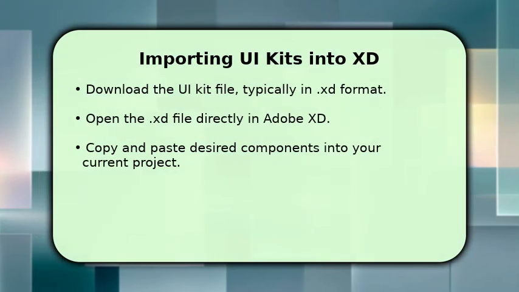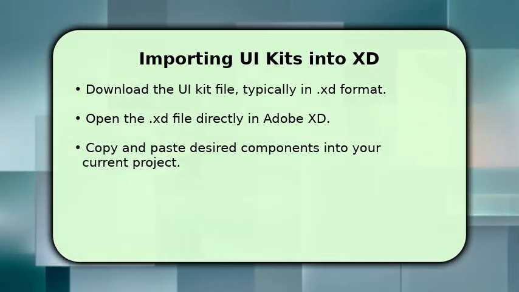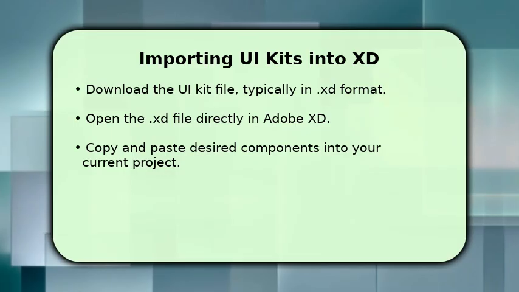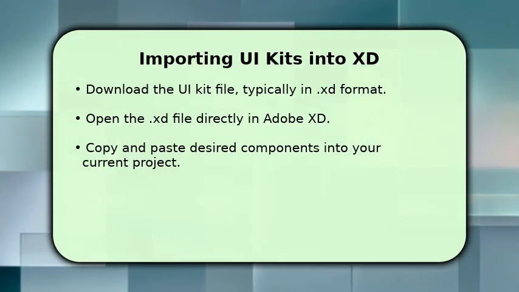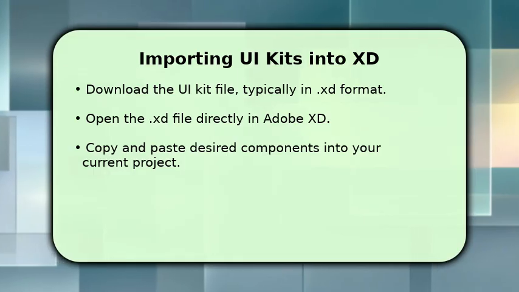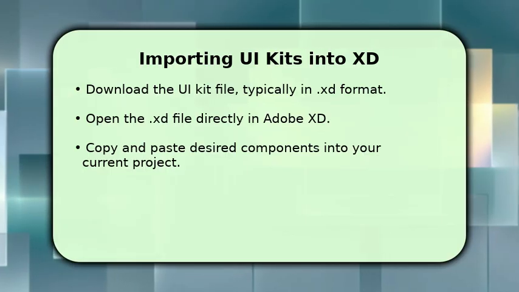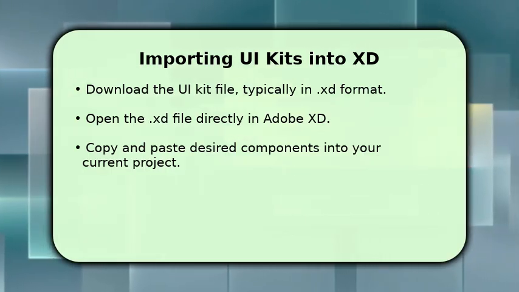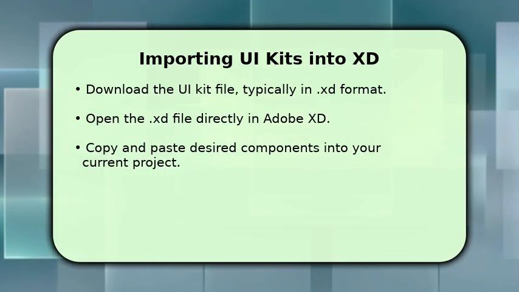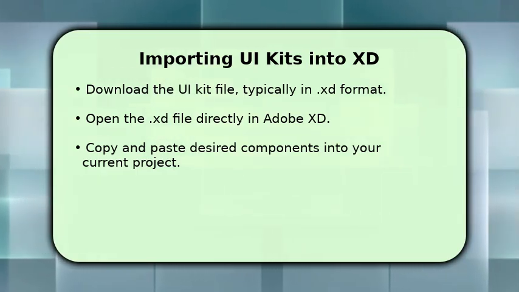Once you've found a UI kit you like, importing it into Adobe XD is straightforward. Most kits come as a single XD file. Simply download this file and open it directly with Adobe XD. The kit will open as a new document. From there, you can easily copy any component you need, like a specific button or an entire navigation bar, and paste it into your current design project. This process takes just a few seconds.